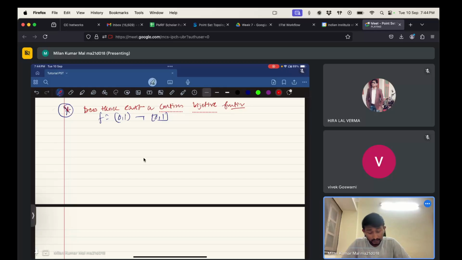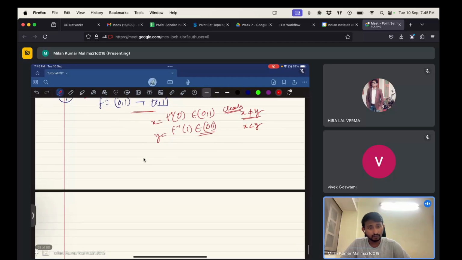Why should there not exist one? Look at this: for the point 0, there should exist a point f inverse of 0 in the open interval (0, 1). Similarly, there should exist a point f inverse of 1 in the open interval (0, 1). Suppose this is the point x and this is the point y. Obviously x is not equal to y, so either x less than y or x greater than y. Without loss of generality, I can take x less than y.